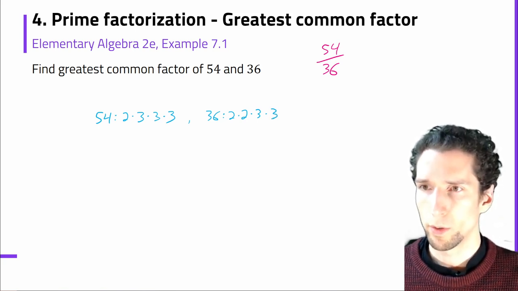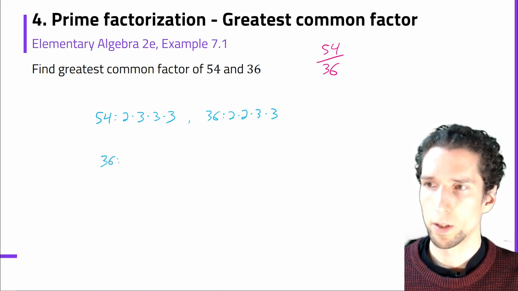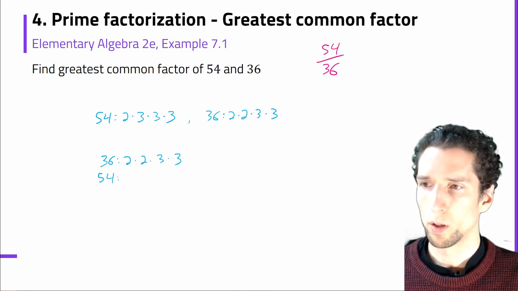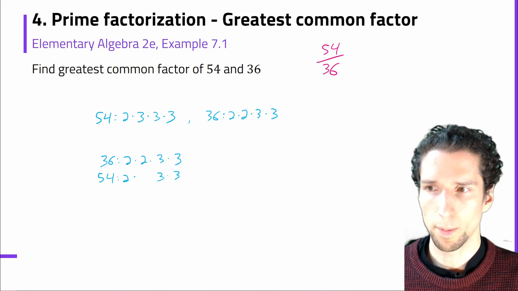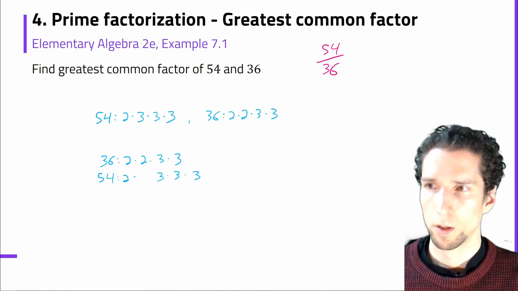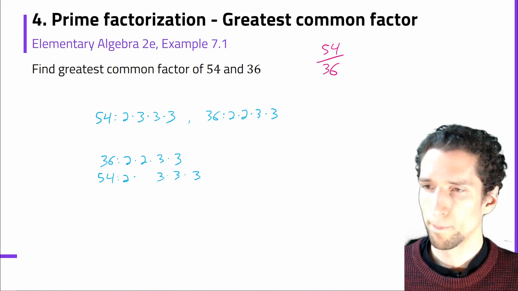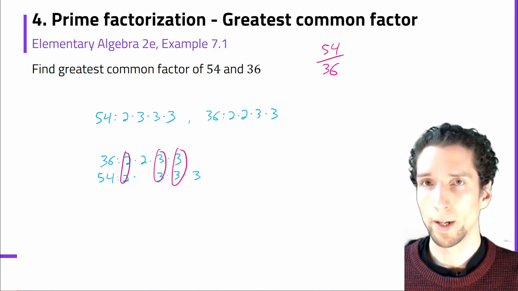Okay, so we're going to do the same thing as before and write these out. 36, 2 times 2 times 3 times 3. And 54, 2 times 3 times 3. Make sure everything lines up. Okay. So we see 1, 2, 3 spots where we have a common factor.